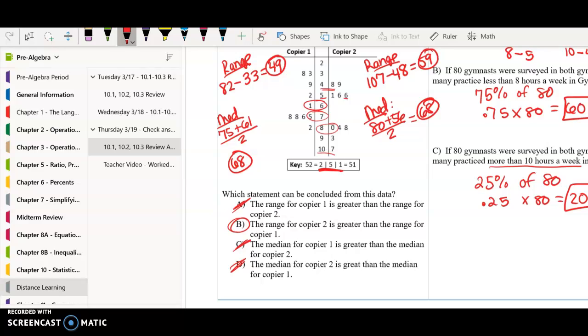Okay, so this would be all of the answers for the review worksheet. So again, if there was one that you didn't understand, hopefully you were able to listen to the explanation and it made it a little bit more clear.